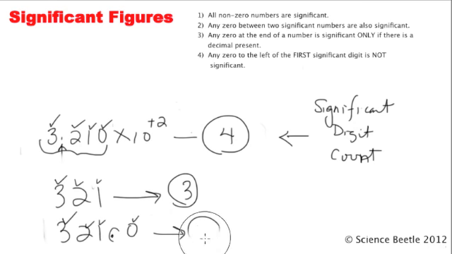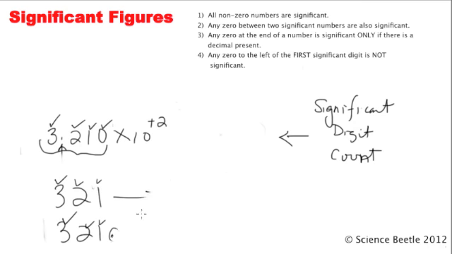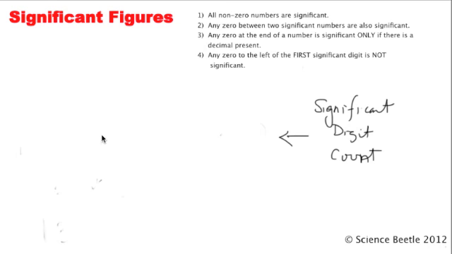Okay, so let's look at a couple more and see if we can come up with some problems. Now go ahead and pause this as I work through some of the problems. Go ahead and pause it to see if you can come up with the right answer. So let me just write some numbers here, and you tell me what they're going to be.